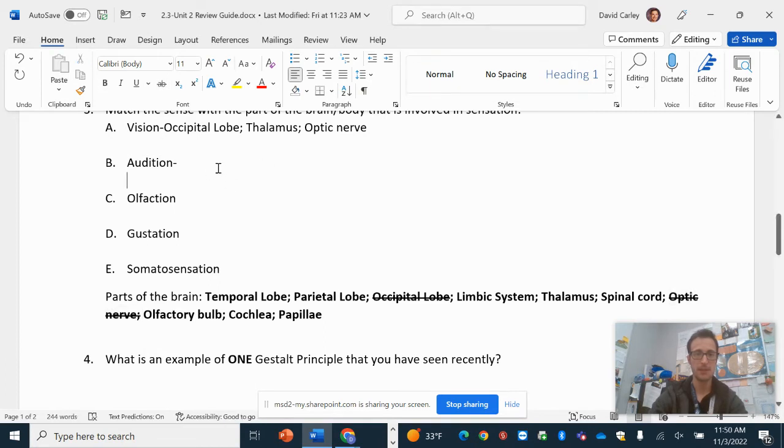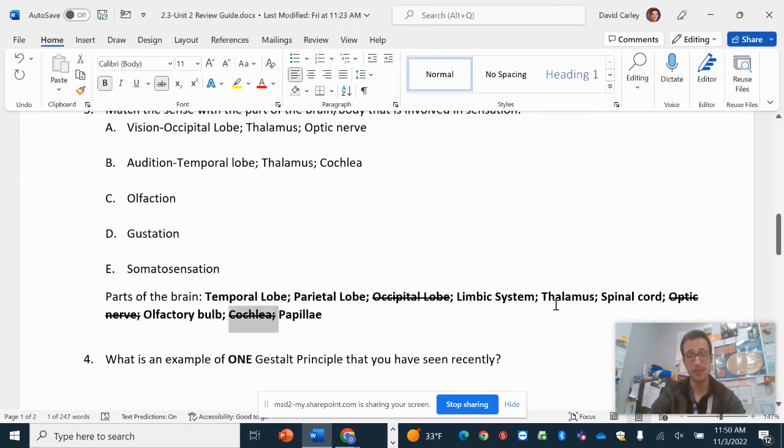Okay, audition. Hearing happens in your temporal lobe. You're also going to need the thalamus for that. And the cochlea, the hair cells in your ear, are going to relate to that. So good, we use that one. That's the only one we're going to use that for. We're going to use thalamus again, probably, and temporal lobe.